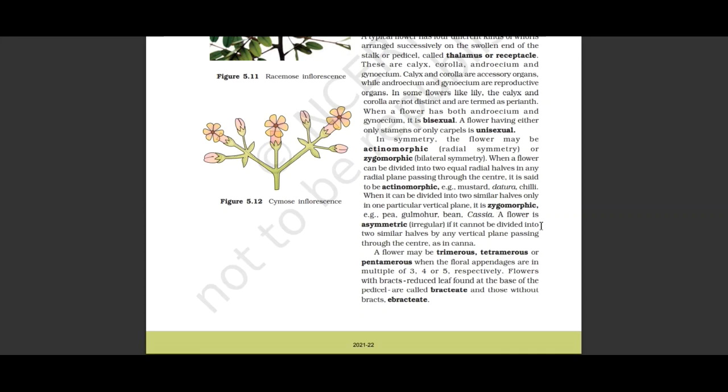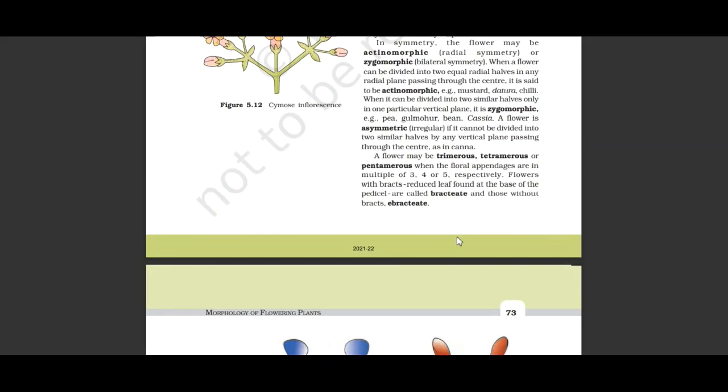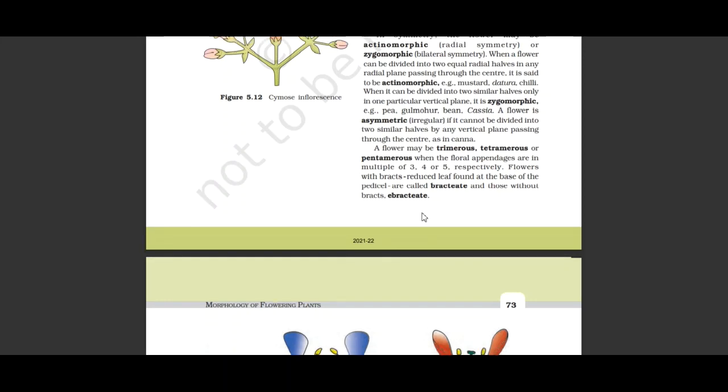And cassia also. A flower is asymmetric, irregular, if it cannot be divided into two similar halves by any vertical plane passing through the center. The example is canna for asymmetric. A flower may be trimerous, tetramerous, or pentamerous when the floral appendages are in multiples of 3, 4, or 5 respectively. Flowers with a reduced leaf found at the base of the pedicel are called bracteate, and those without, ebracteate.